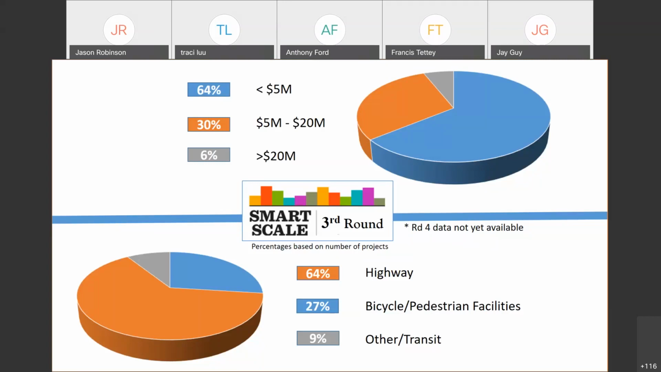Similarly, the bottom image shows that in round 3, of the projects funded, 64% were highway related projects. I don't think anyone was surprised by that, but you see the blue there, 27% were for bike and pedestrian facilities. So again, I think that peels back the curtain a little bit to show that Smart Scale, while it does fund some large highway type projects, also funds lower priced projects and more alternative transportation ones. So just some interesting statistics that came out of round 3 that I thought you might want to see. So Jay, if you want to go to the next slide.